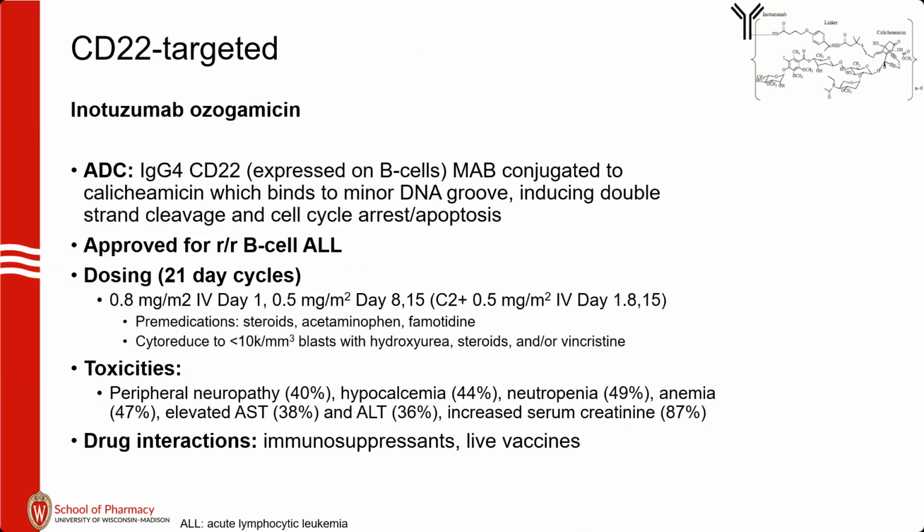Inotuzumab ozogamicin, same general idea. This targets CD22, which is expressed on B cells. This has an FDA labeling for B-cell ALL in the relapse refractory setting. It is being investigated earlier and earlier in that line as well.